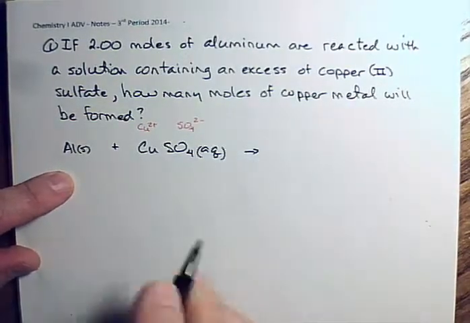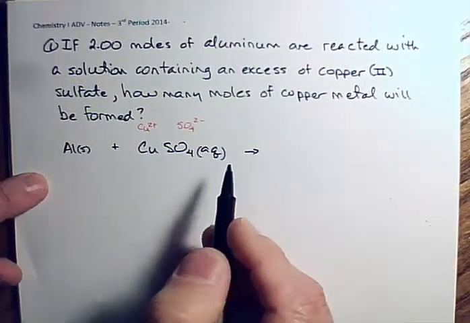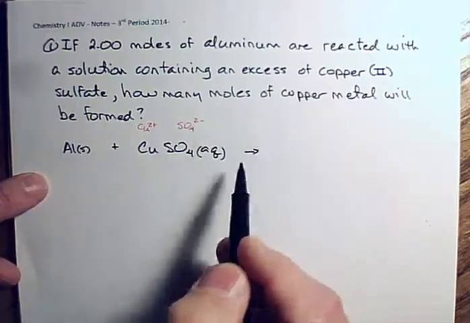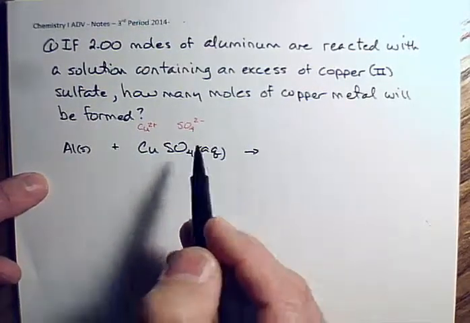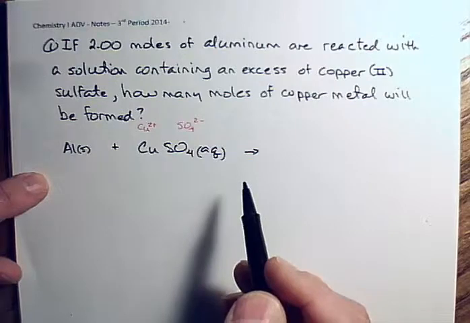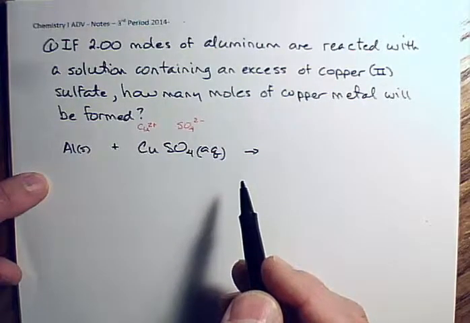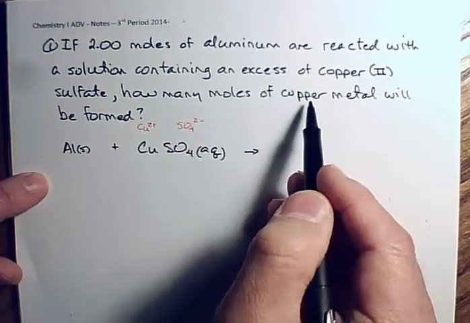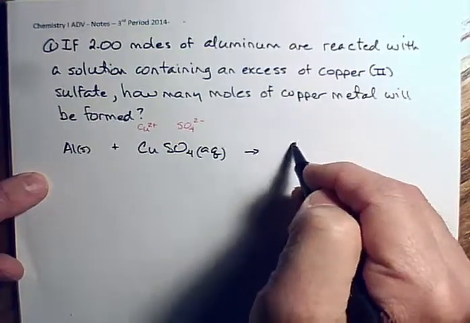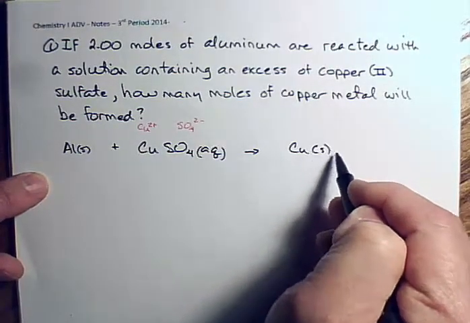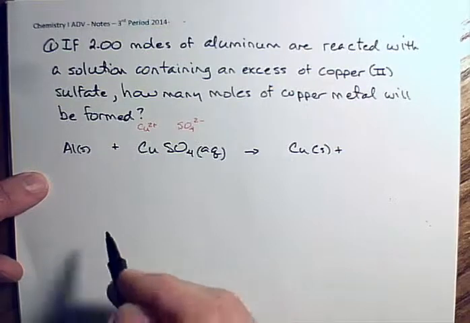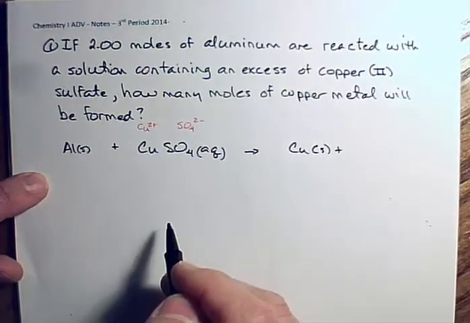Now, on the other side of the equation, this is where we go about predicting. We already said we're going to form something on the other side. We can write that down from what it says in the problem. We could look at the activity series and figure out what we're going to make, if we're going to make anything. But it says right here we're going to have copper. So what's the other thing we're going to have on this side?